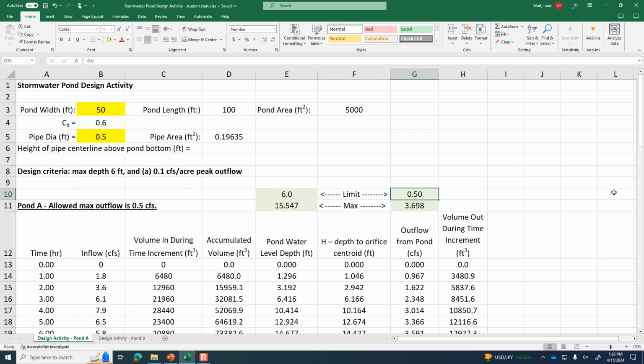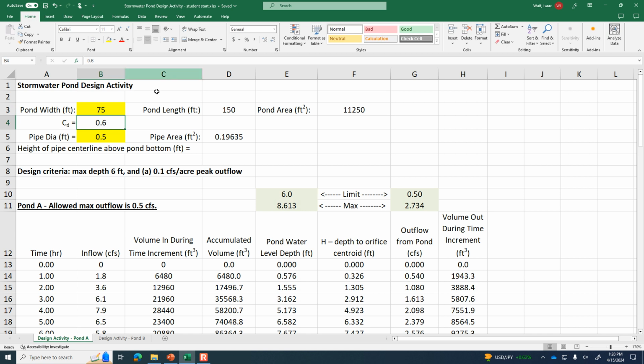So what if we made the pond a little bit bigger? Let's see in this analysis how the maximum flow depth changes if, instead of 50 by 50, we made it 75. So that's going to be 75 by 150. Okay, the depth situation improved a lot, right? It went from 15 feet down to 8.6.